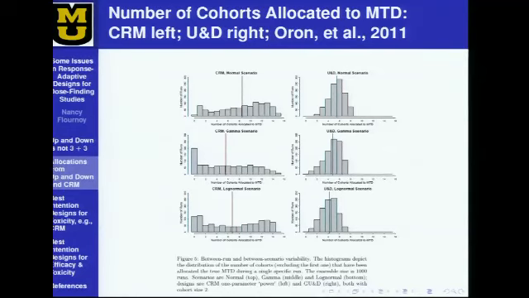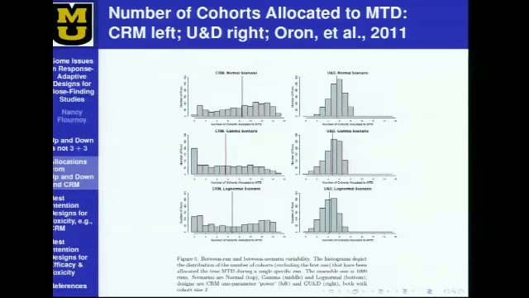This is from work of Ashraf Oren, and he showed this slide in Stanford this summer. And what we have here, I wrote it at the top, good, because I couldn't see it either: number of cohorts allocated to the MTD. And we have the series of different scenarios on the rows. The CRM is on the left, the up and down is on the right.